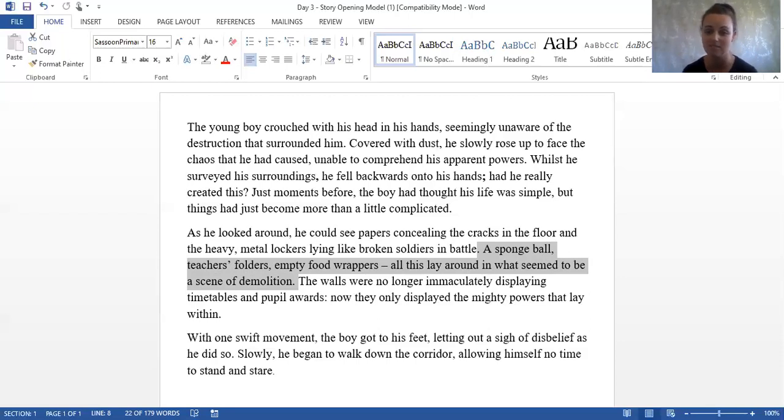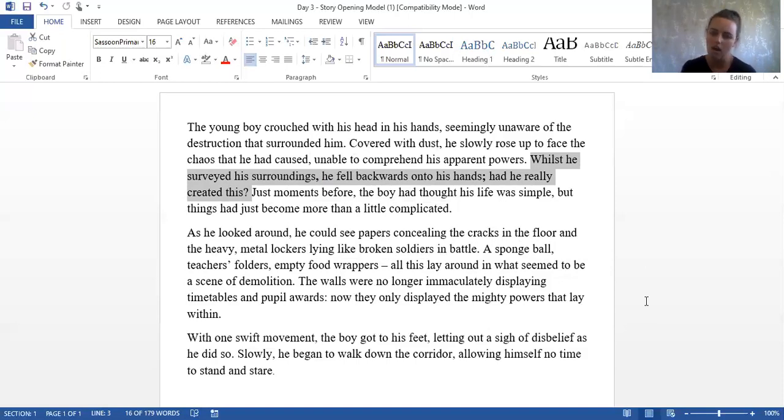In fact, it's a little challenge. This is a very hard challenge that you might want to listen to and have a go at. Now, this is to do with the sentence in the first paragraph here. It says, whilst he surveyed his surroundings, he fell backwards onto his hands. Had he really created this?